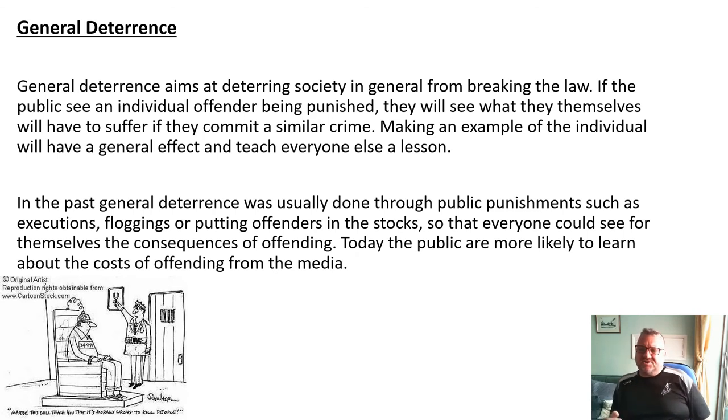So in the past, general deterrence was usually done through public punishments, such as executions, floggings, putting offenders in the stocks, so that everyone could see for themselves the consequences of offending. That doesn't happen so much nowadays, other than in America, as you've seen from the previous videos. But today, the public are much more likely to learn about the cost of offending from the media, from TV, newspapers, etc.